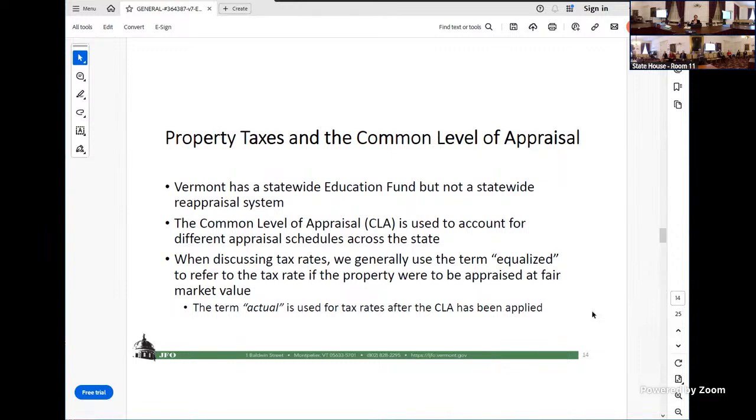The other piece of the puzzle is every year, communities are paying into the statewide education fund. So every year, the tax department needs to calculate the CLAs to ensure that things are as accurate and as up to date as they should be.